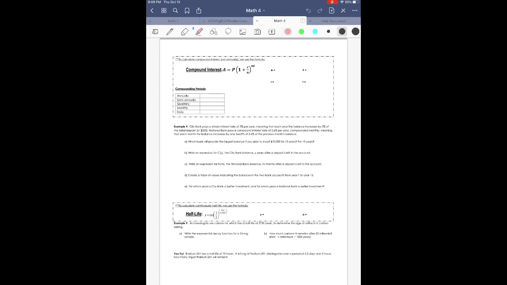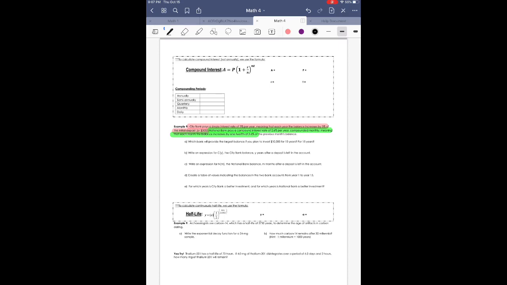So when I'm looking at this, we're looking at two different scenarios here. We're looking at the Citibank, that's just a basic increase of 3% every year. And we're looking at the National Bank, which is 2.6%, but is compounded monthly. So in the first question, it says, which bank provides the largest balance if you pay an investment of $10,000 for 10 years or for 15 years? So ultimately what we need to do is figure out the equations for both of them. We can't answer that question until we've answered them.